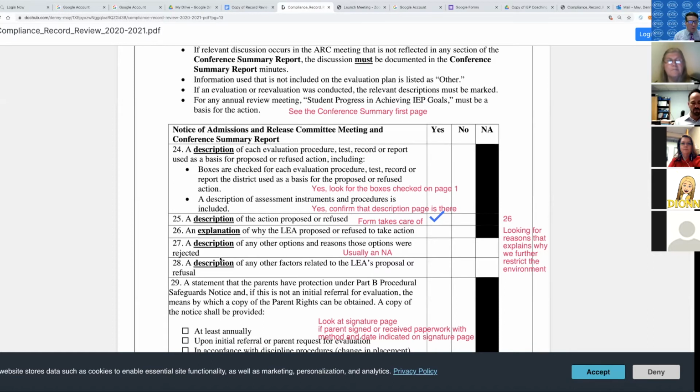So anyway, go on: a description of any of the other options, reasons those options were rejected. And we say usually this is an NA for 27 and 28, but if that parent brings in something, we're supposed to document it. And if we use something other than what was marked on the evaluation plan to make our decisions, because that parent brought in something we weren't expecting, we have to document it, okay? Sometimes they'll bring in an evaluation, and we have to at least consider it and document it. Or a service pet. Yes.